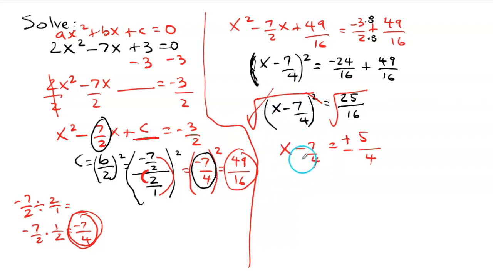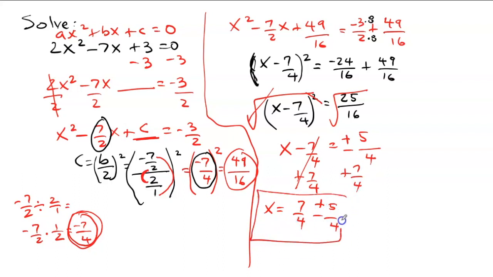Our last step, get rid of this. Plus 7 over 4, plus 7 over 4. This cancels, and I have x equals. Now, this has a plus or minus. You push it to the end, plus minus 5 over 4. And this 7 over 4, you bring in the front. You're done. But I need to break this into two answers.